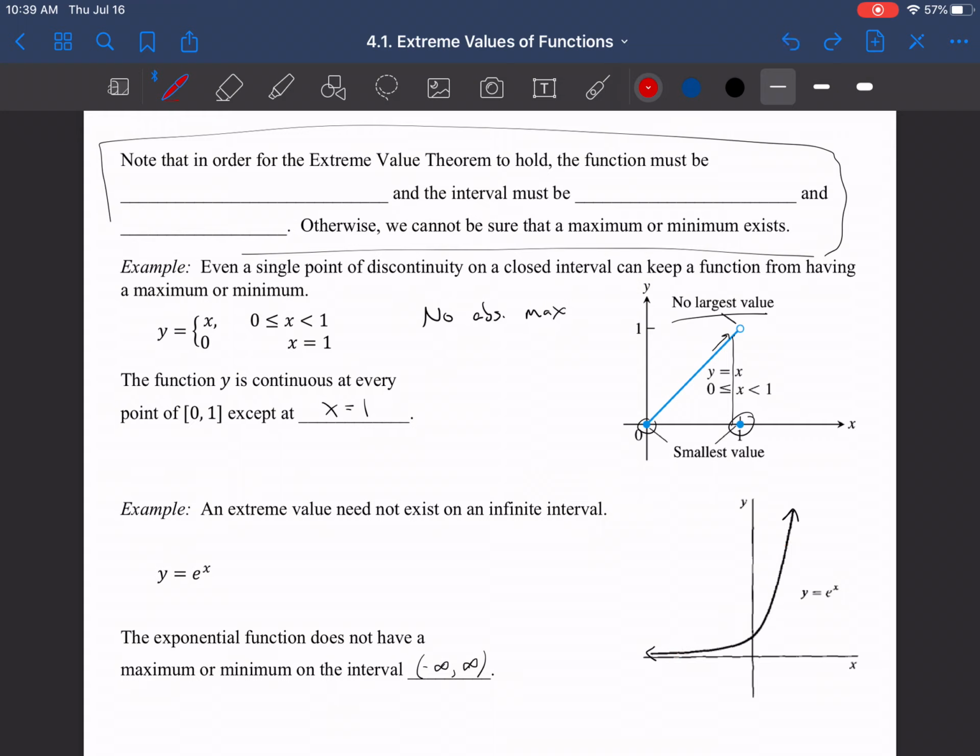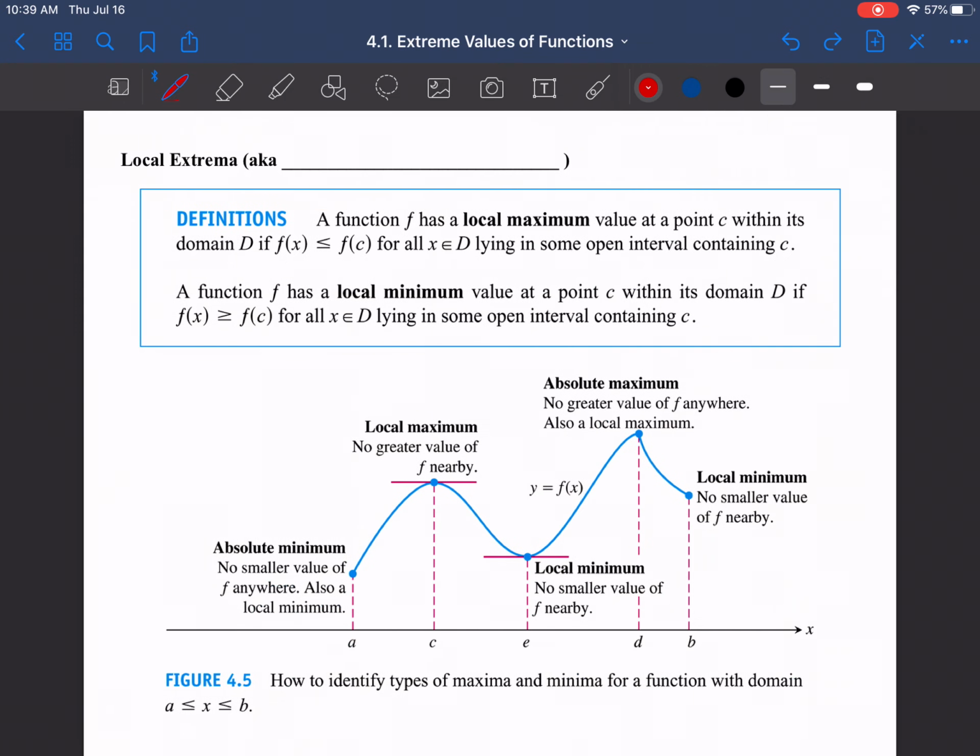Okay, so let's take a look at some of the local extrema that I was talking about here. They're local extrema, and they're sometimes also known as relative extrema. Here's the definition: a function f has a local maximum value at a point c within its domain D if f(x) is less than or equal to f(c) for all x in D lying in some open interval containing c.